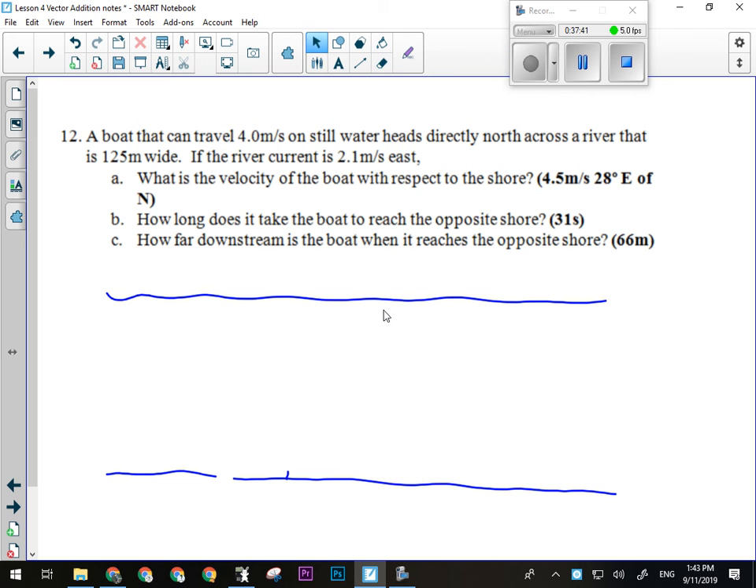All right, so the question gives us the speed of the boat. It said it can travel 4 meters per second on still water and is heading directly north across a river. So I'm going to draw that all the way. This is 4 meters per second. It also says that the river's flowing at 2.1 meters per second east.